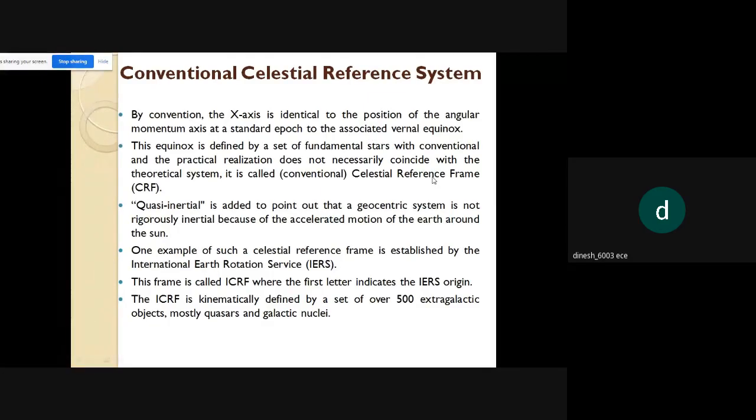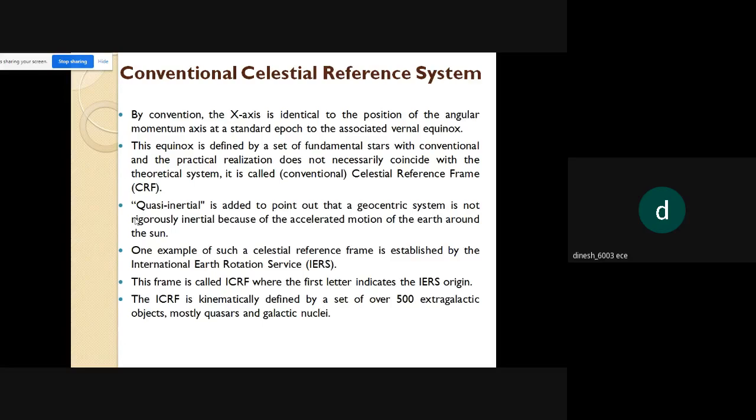This celestial reference frame has been determined by an equinox. So what is this equinox? Equinox is defined as a set of fundamental stars with conventional and practical realization that do not require any coincidence with the theoretical concepts. So we call it conventional. This equinox is obtained by the identical position of the angular momentum axis at a standard approach, and this gives a point called the quasi-inertial point.